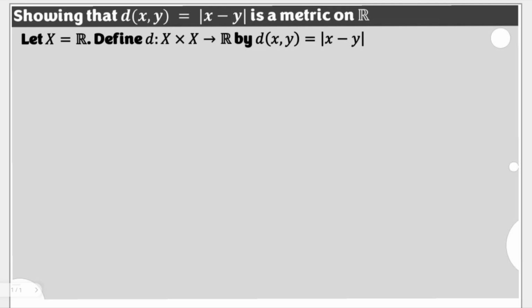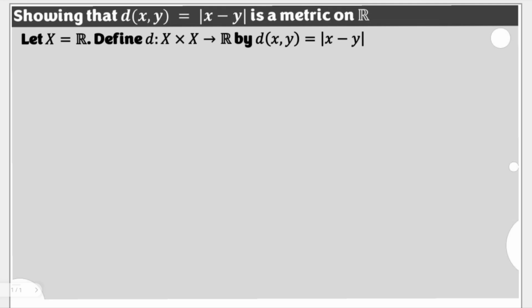Let us show that the given function d(x,y), which is equal to the absolute value of x minus y, is a metric on R, or the set of real numbers. In order for us to show that the given function is a metric on R, it should satisfy four conditions for a metric.